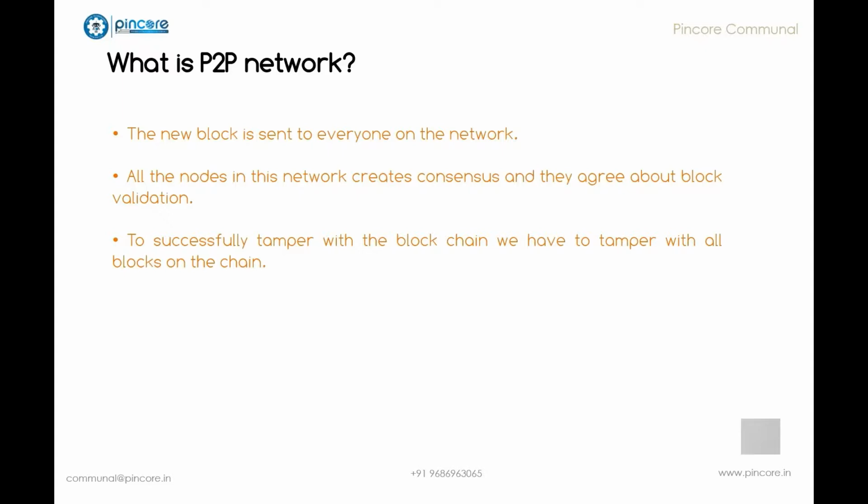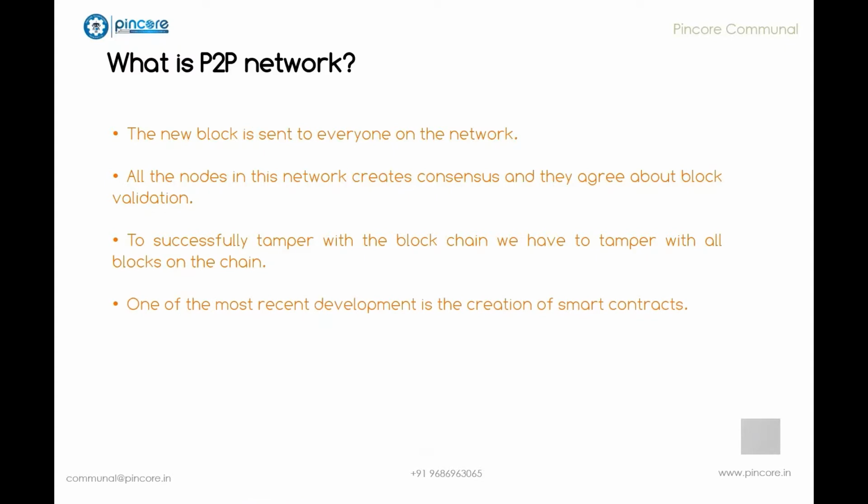So to successfully tamper with the blockchain, we have to tamper with all the blocks on the chain. And again we have to redo the proof of work for each block and take control of more than 50% of the P2P network. Only then will the new tampered block be accepted by everyone else. So this is almost impossible to do.